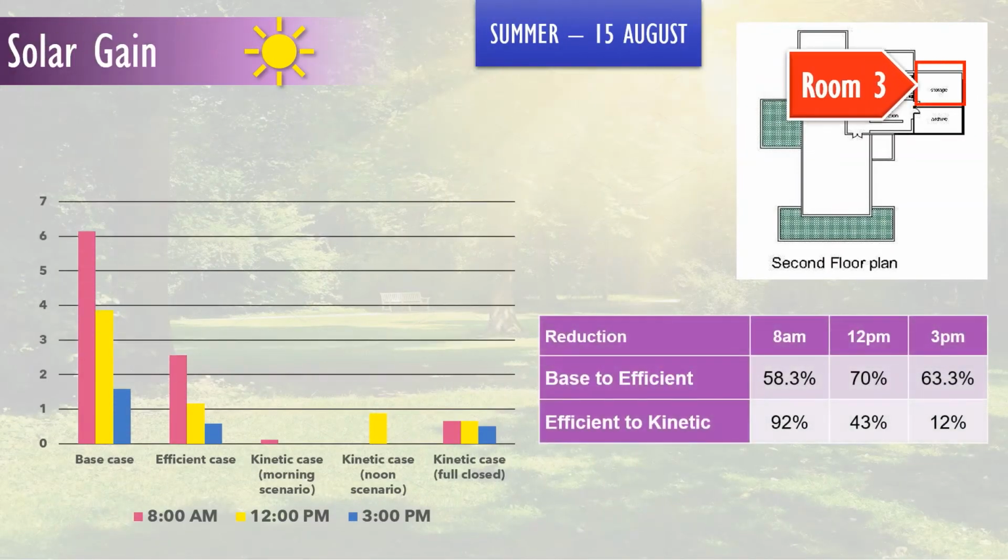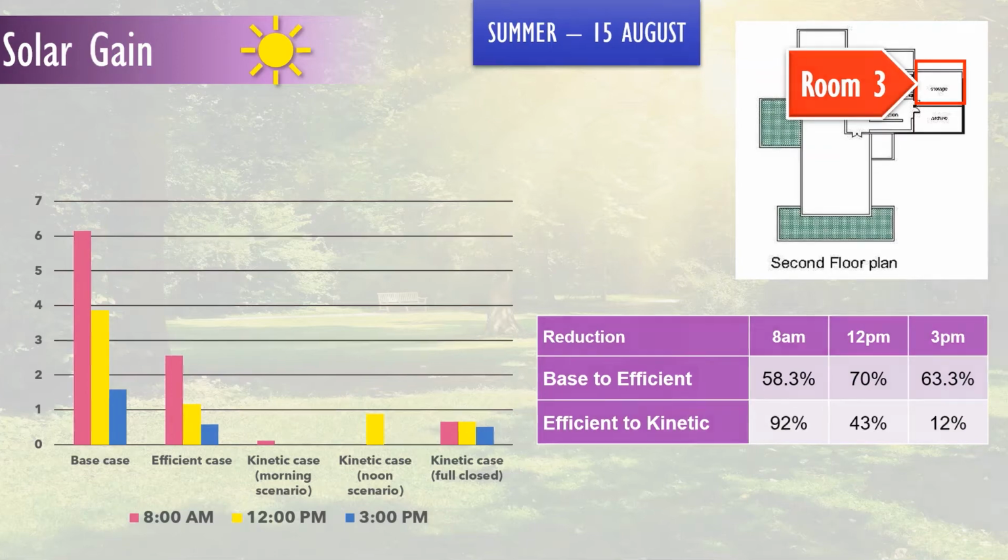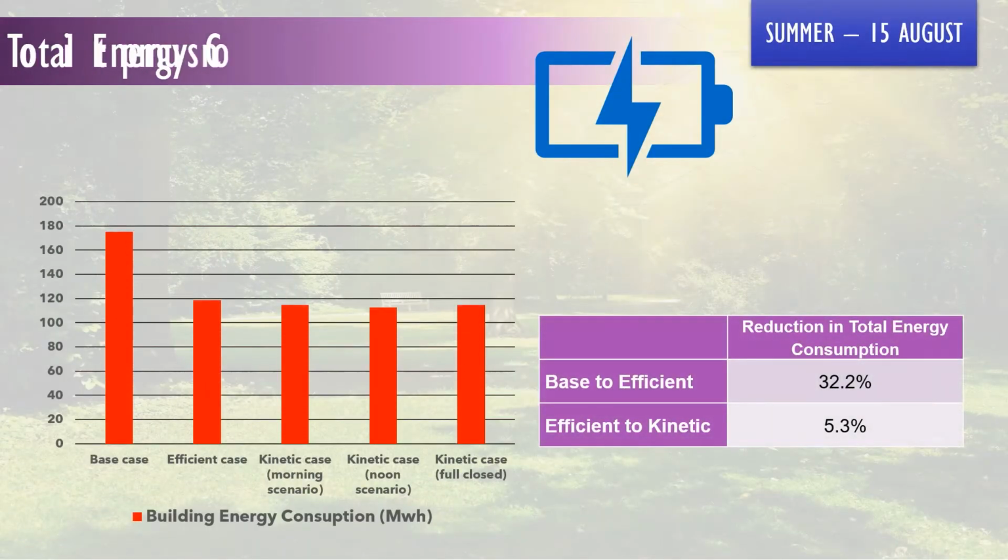For room 3, solar gain was reduced by over 58% through the day from base to efficient, and from 12 to 90% from the efficient to the kinetic. While for the total energy consumption, it was reduced by 32% from base to efficient, and by 5% from the efficient to the kinetic.